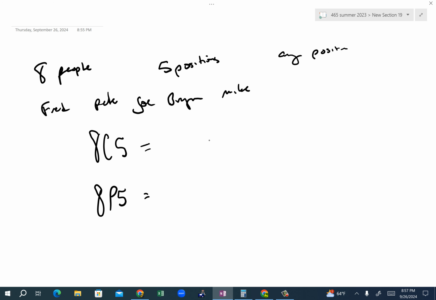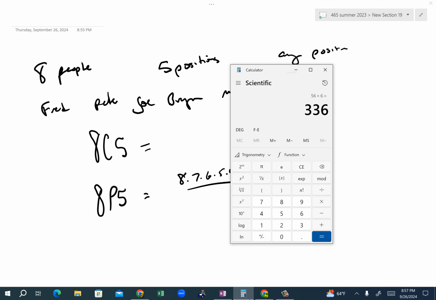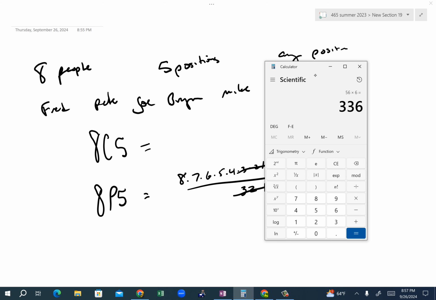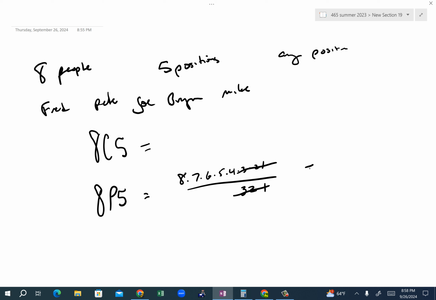If it's a permutation, it's 8 times 7 times 6 times 5 times 4 times 3 times 2 times 1 over 8 minus 5, which is 3, 2, 1. And so you've got, well, let's see, you've got 20 times 6 is 120 times 56, 6720. Okay. If it's a permutation.